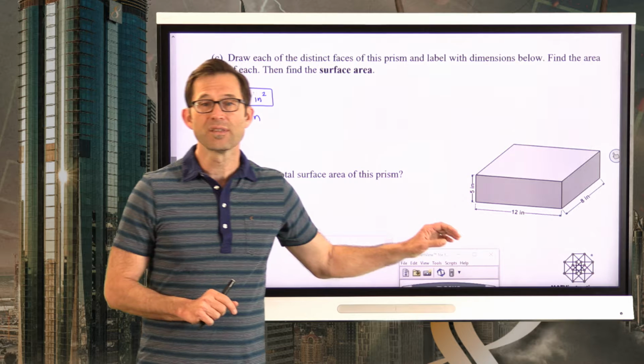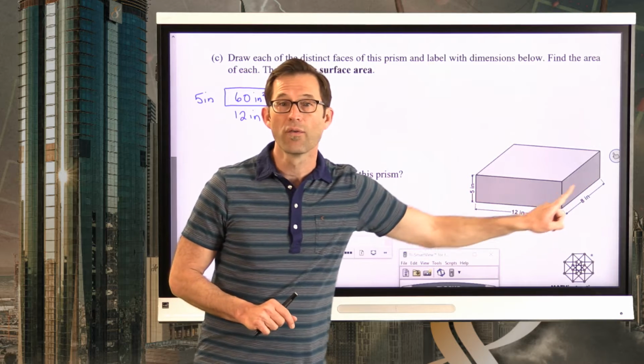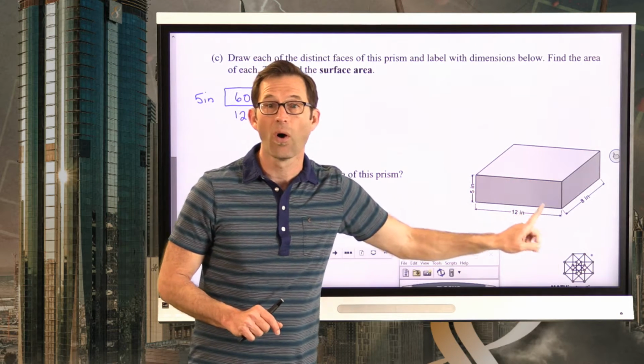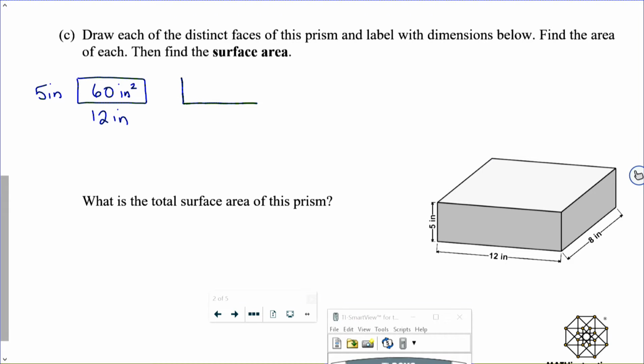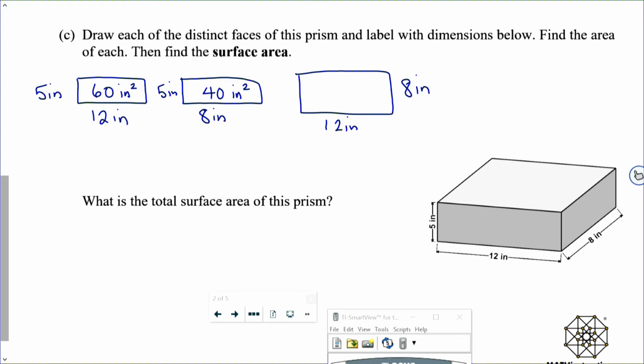All right, now at the same time, we've got this face over here, which is still 5 inches tall and now 8 inches wide. So I can draw that, 5 inches tall, 8 inches wide, which has an area of 40 square inches. And finally, we've got the bases themselves, the top and the bottom, and those are 12 inches wide and 8 inches long, and when I multiply 12 and 8, I get 96 square inches.